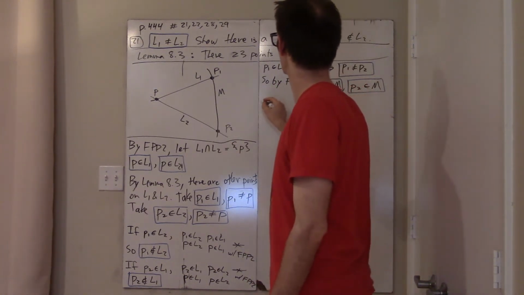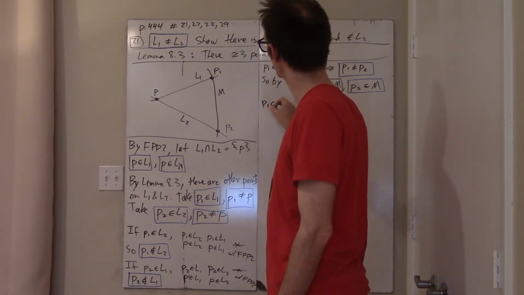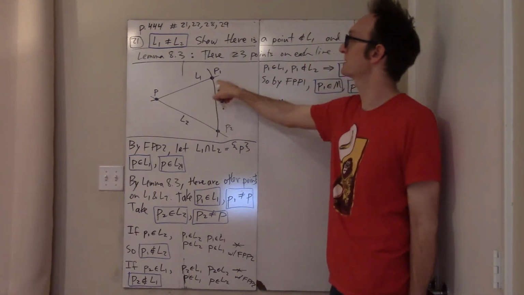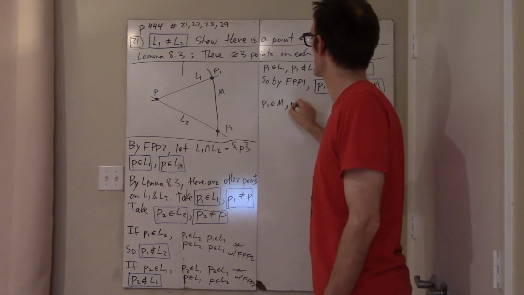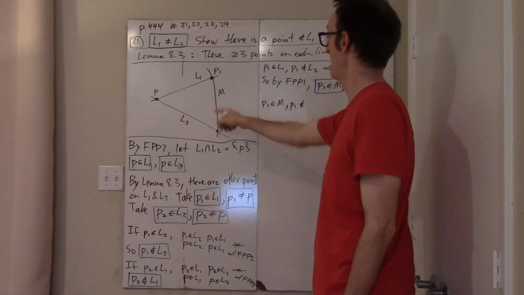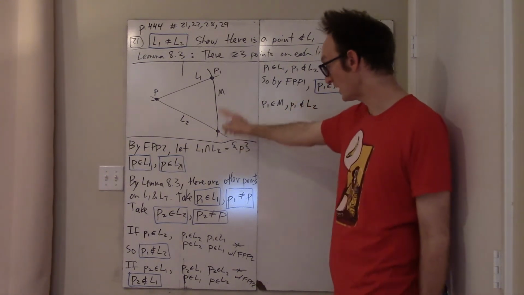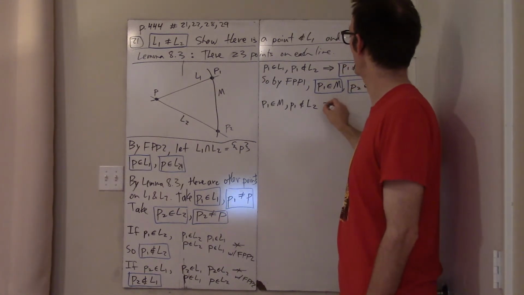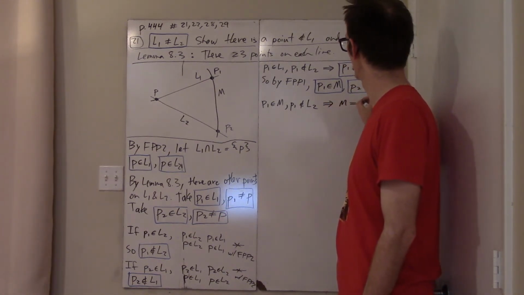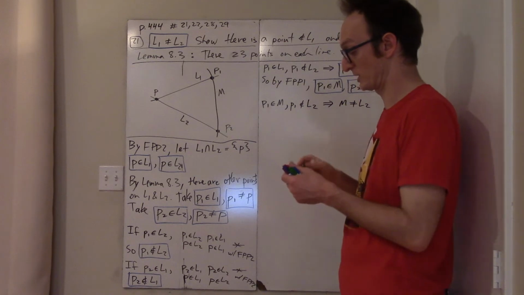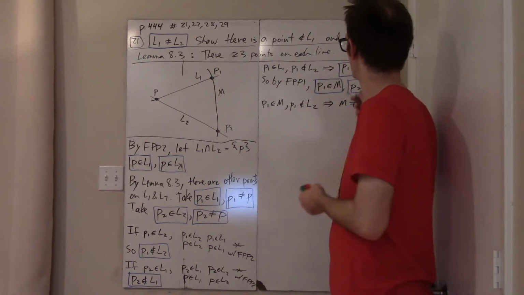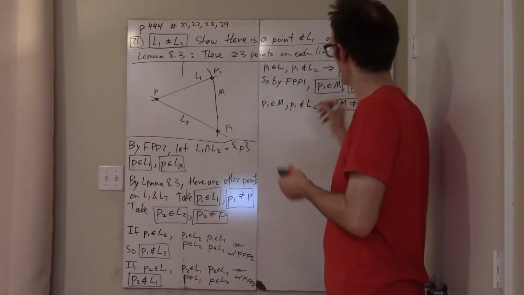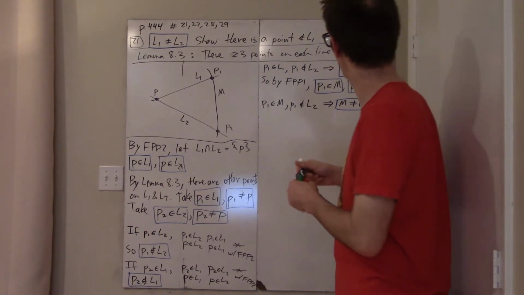Okay, so since P1 is on M, by construction, M is aligned through P1, but P1 is not on L2, we established that, then I know that M is not L2. So this is really just a new line, your eyes don't deceive you.